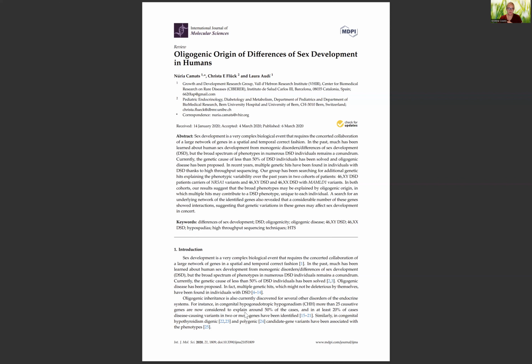They also mention here that this is not the only medical condition that appears to have multiple genes influencing the phenotype that happens to individuals, and they use hypothyroidism as another one, using digenic, which is two genes, or polygenic, which is multiple.